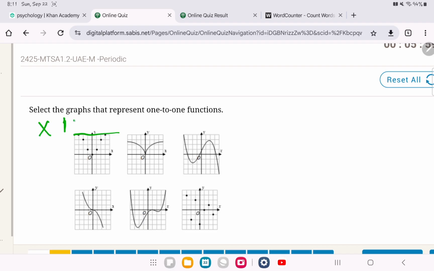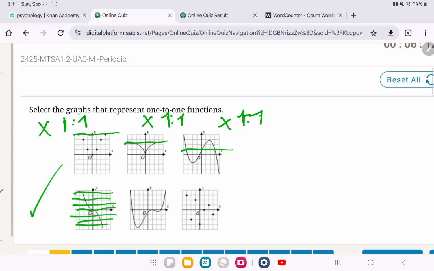So it's not one-to-one, not one-to-one, not one-to-one. It is one-to-one. It's not one-to-one.